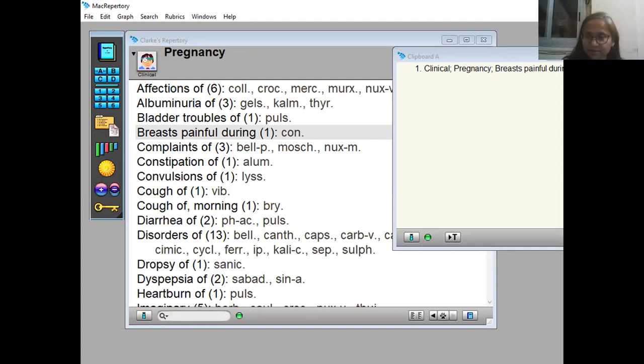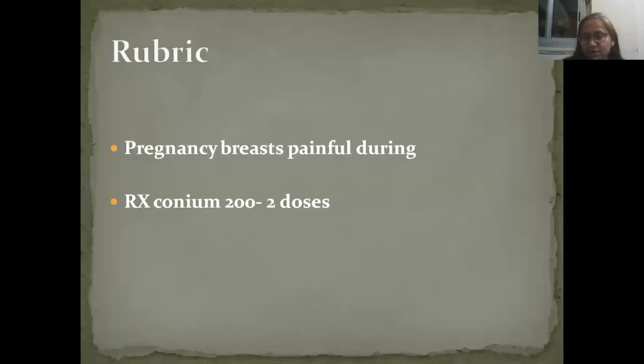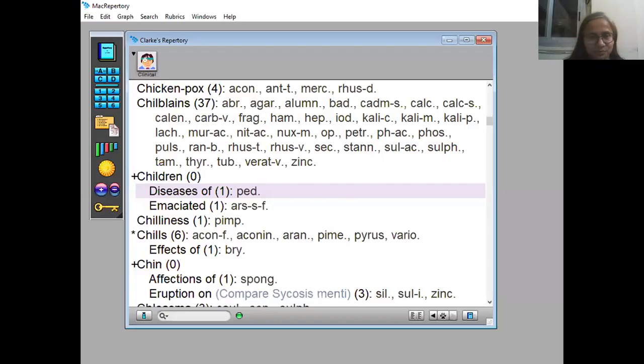Her whole pregnancy after this remedy was normal without having any pain. So pregnancy, breast, painful during, and the remedy was Conium 200. I just gave 2 doses and that helped her.